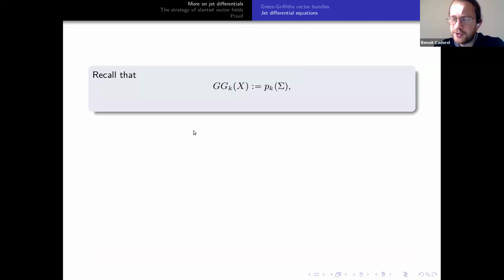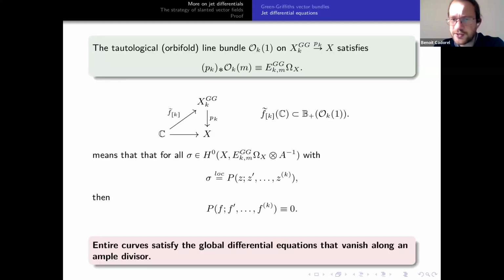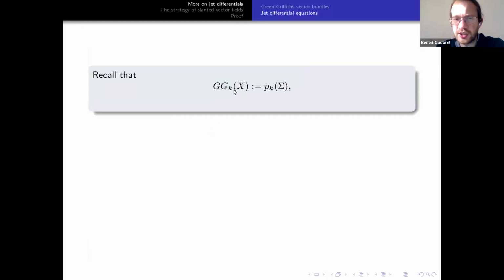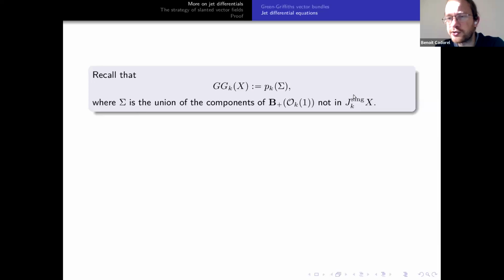Okay. So let me briefly recall what the Green-Griffith locus was. This is a locus inside X, depending on the integer K you have fixed, which is given by projecting on X the union of the components of this augmented base locus, which are not included in the singular locus. Sorry, this should be XK Green-Griffith singular, the projective version. So let me recall that the singular locus inside this XK Green-Griffith is given by the kth Taylor expansions, such that f prime is 0.